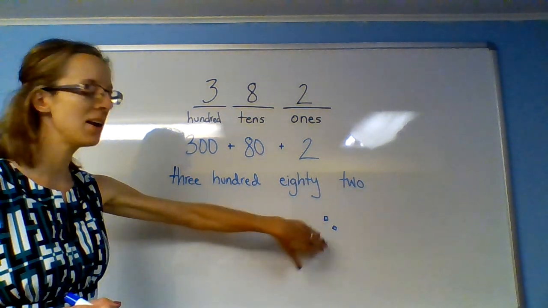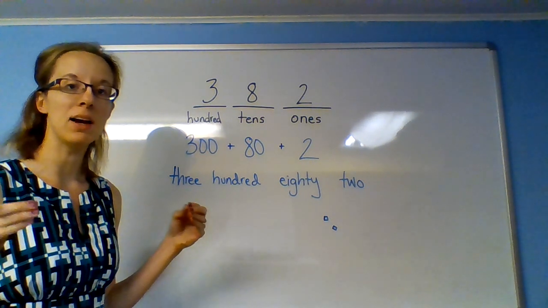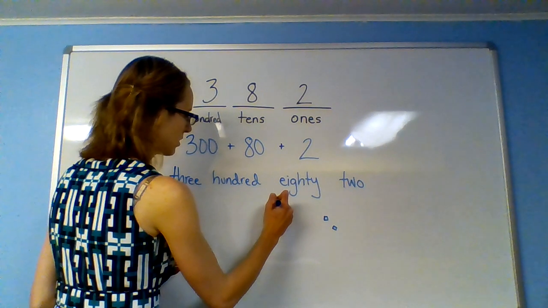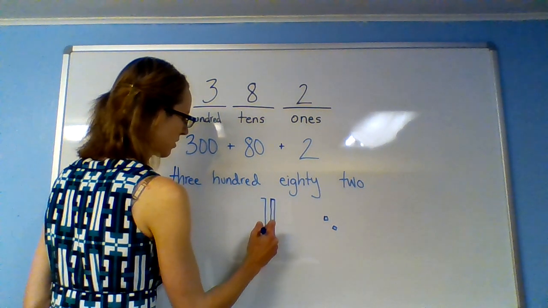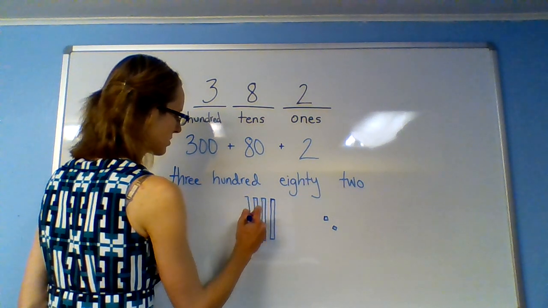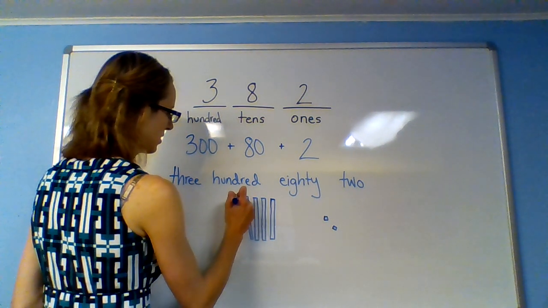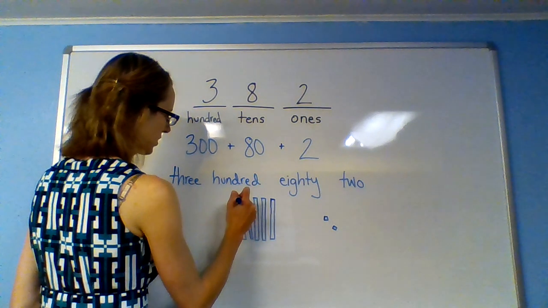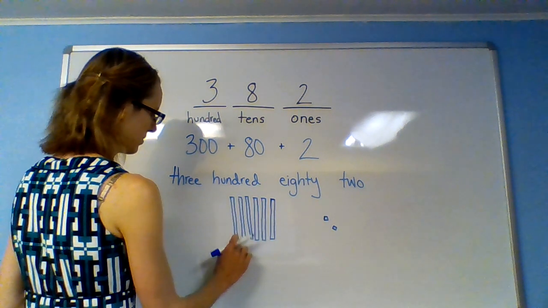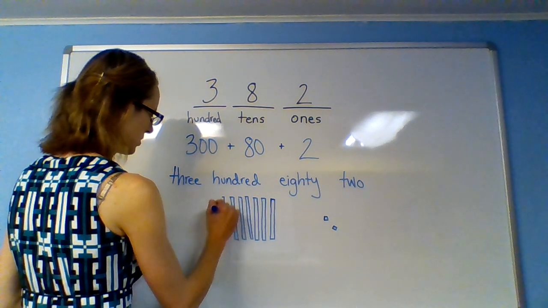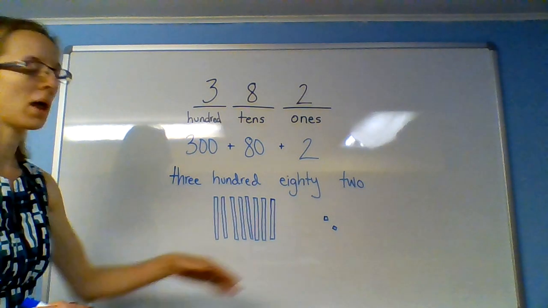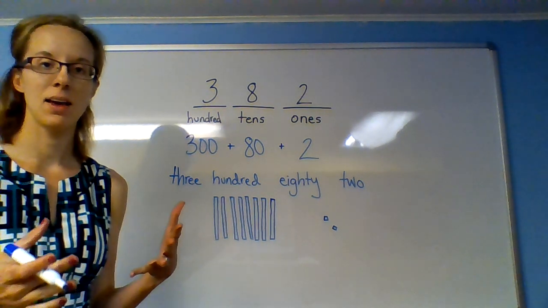When we put 10 of those cubes together, we make a long. In this case, we would have 8 longs. And I'm not going to draw all the little sections of those, but there's 10 little blocks in a long. 1, 2, 3, 4, 5, 6, 7, 8. When I put 10 longs together, it makes a flat.